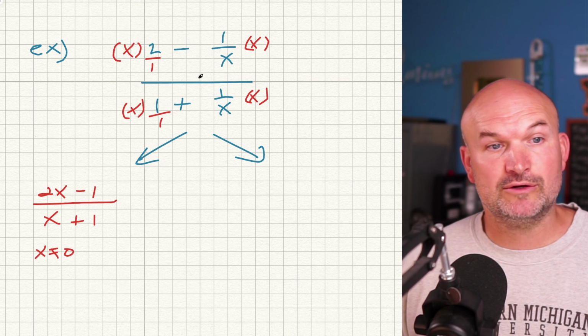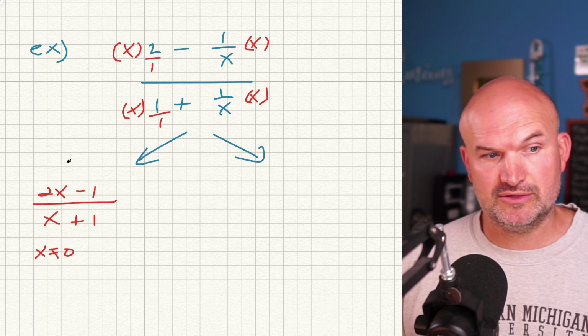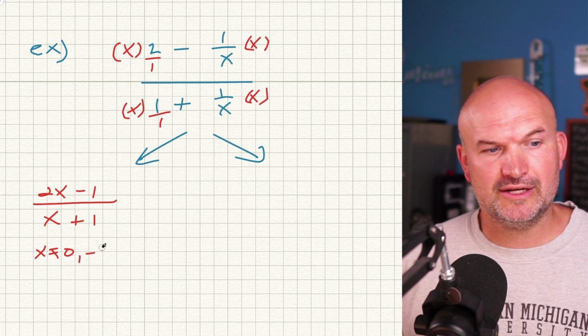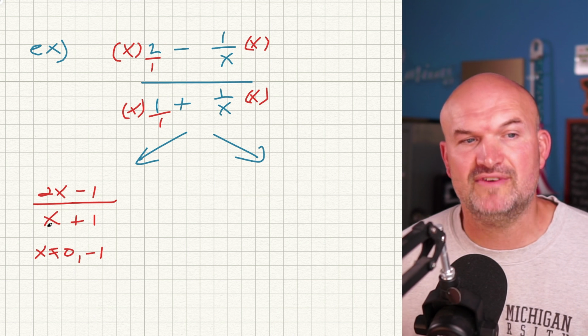Now again, we also have to understand what are going to be our restricted solutions. We know x cannot equal 0 because that would make those two denominators equal 0. And then also we know x cannot equal negative 1 because that makes that simplified version's denominator equal 0.